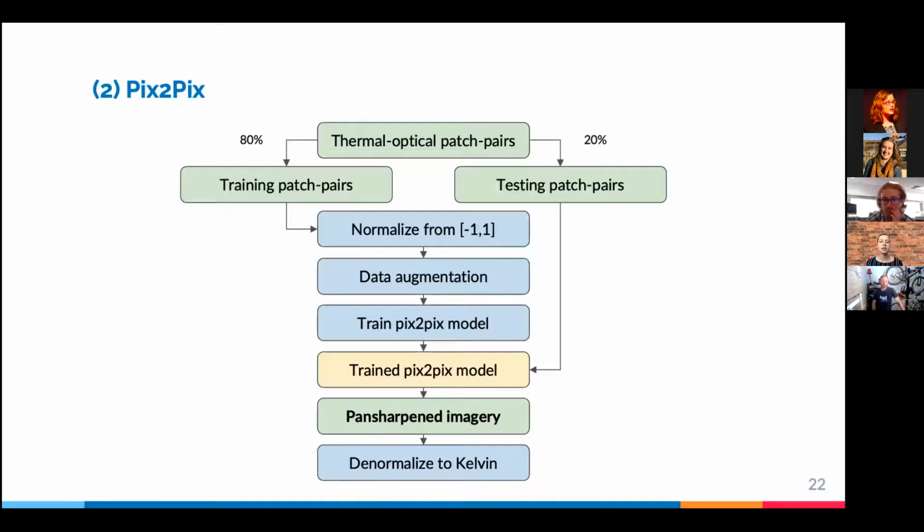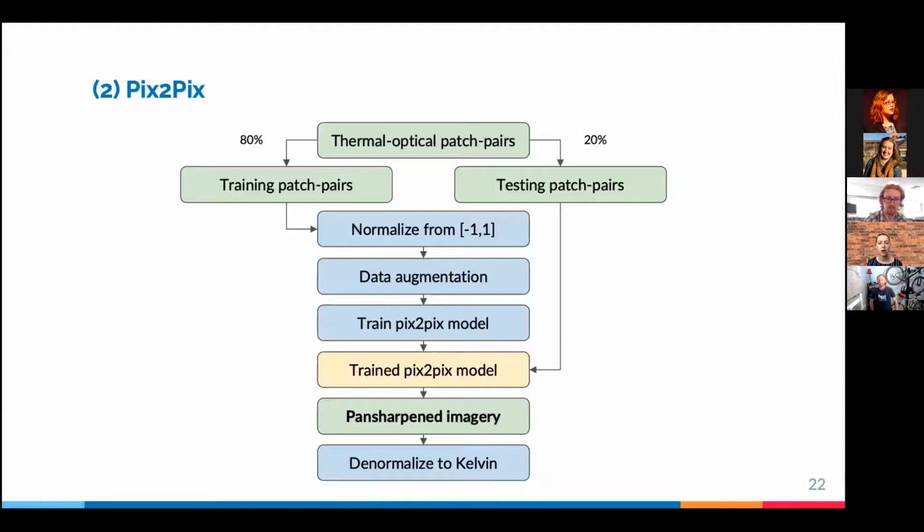So the Pix2Pix framework was used to test the feasibility of training a new GAN model for pan sharpening using only my thermal optical patch pair data set. The first thing to do was splitting my data set into 80% training and 20% testing patch pairs. The training patch pairs were then normalized again from -1 to 1.